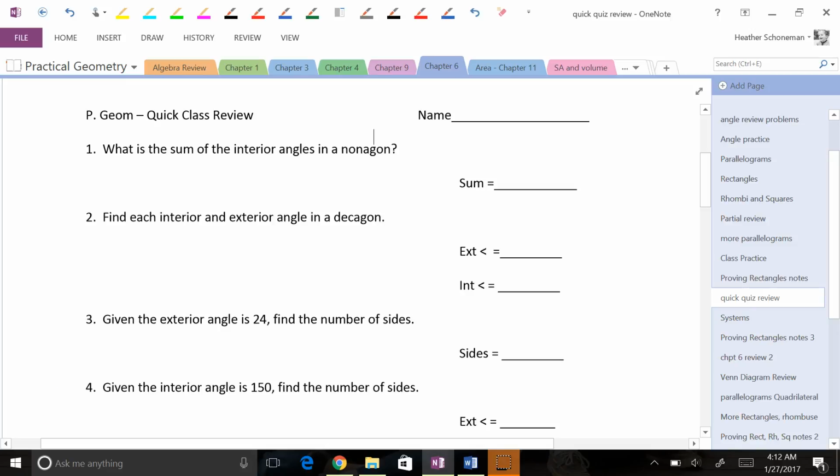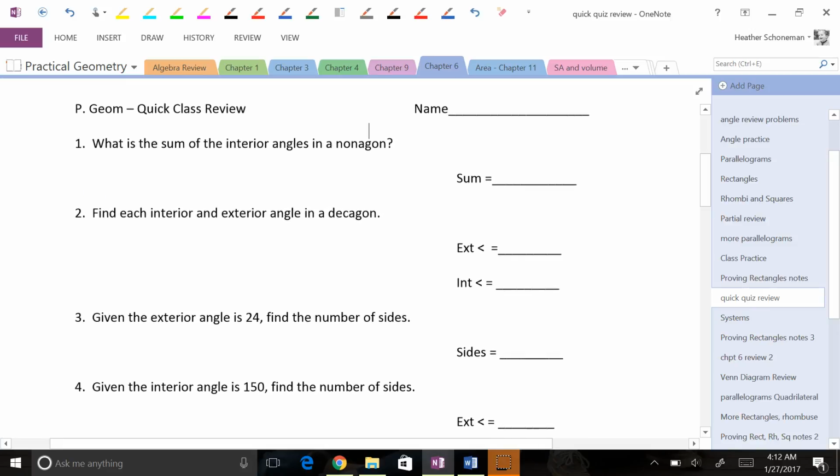The last thing that we're going to do today to review for your quiz is this class review. So, the first thing, we're going to do the first couple problems together, and then I'm going to have you try some on your own. So let's look at the first problem.